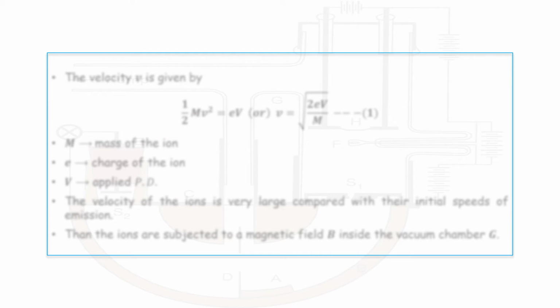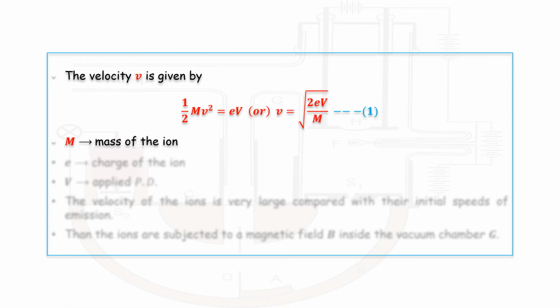We have to calculate the velocity for this spectrograph. The velocity v is given by v equal to root 2eV by m. We get this velocity by equating the kinetic energy, half mv square, to the applied potential energy eV. From this relation we find the value of small v. So small v equal to root 2eV by m. Put this as equation number 1.